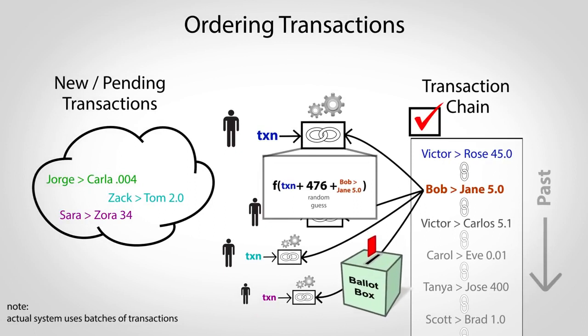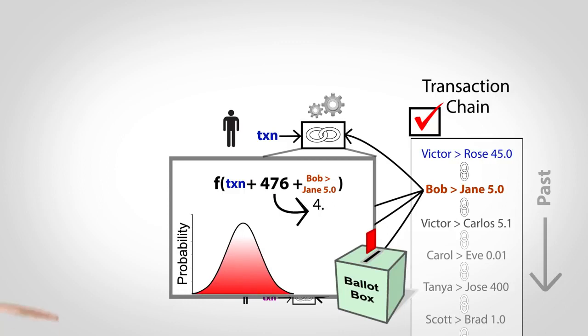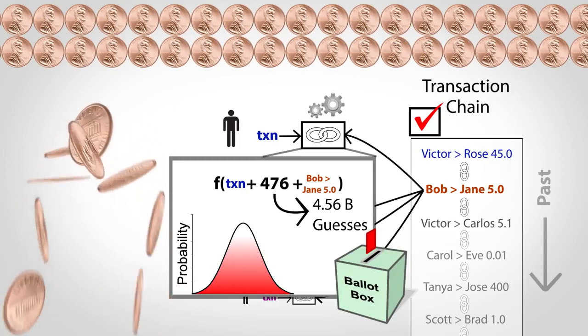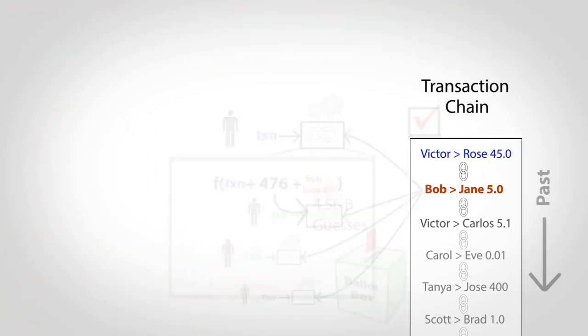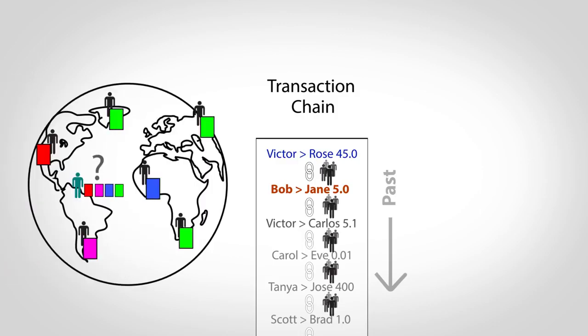But how are all the votes tallied? Because the cryptographic hash function has well-defined statistical properties, you can look at any given answer and estimate how many guesses it took to find it, just like estimating how many coin flips it would take to get 100 heads in a row. So the links in a chain not only put transactions in order, but also act as an effective vote tally, making it easy to see which chain most people are using.